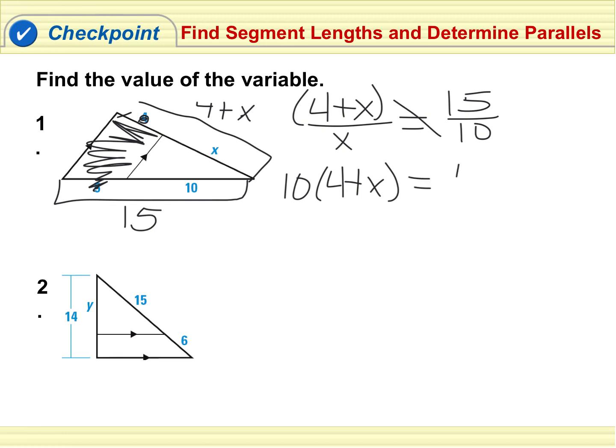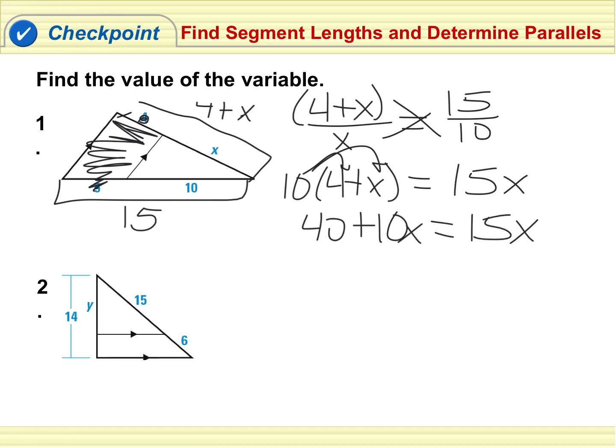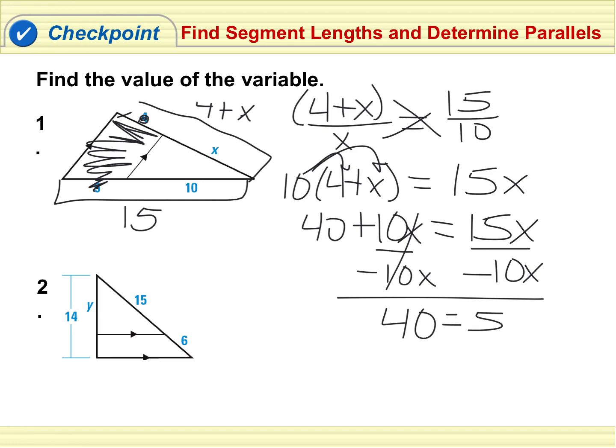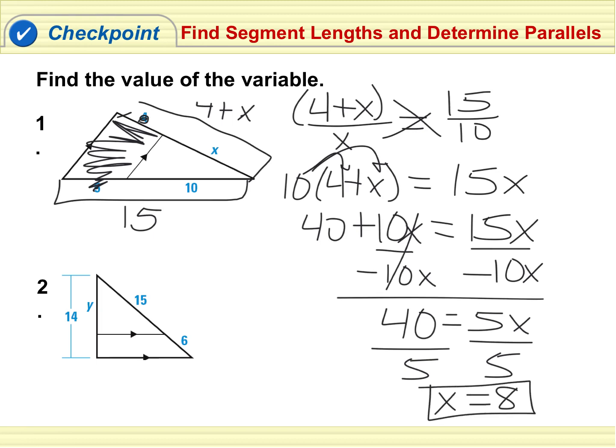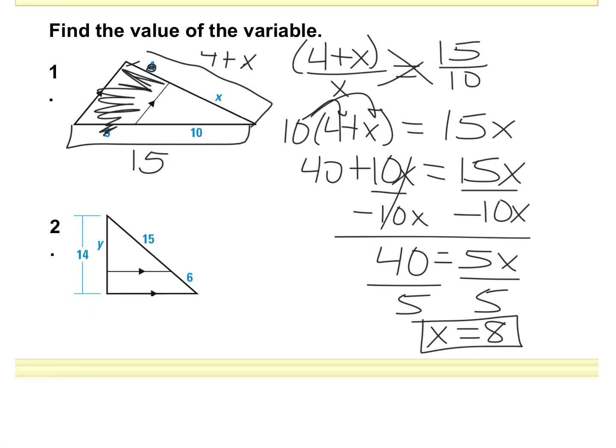Now distribute: 10 times 4 is 40, and 10 times x is 10x, equals 15x. Minus 10x. Find your x's and get them together on the same side. 40 equals 5x. Last step: divide by 5. x equals 8. Again, the biggest thing is setting it up correctly.